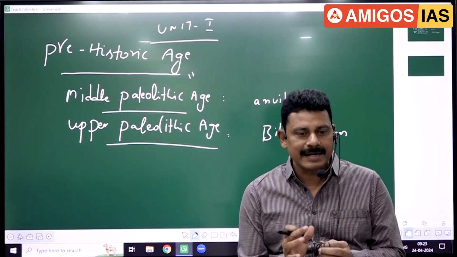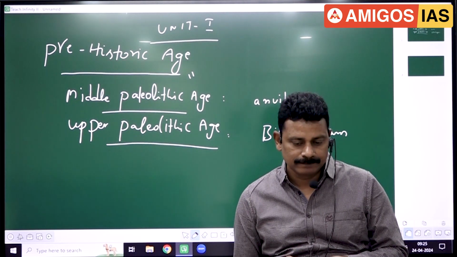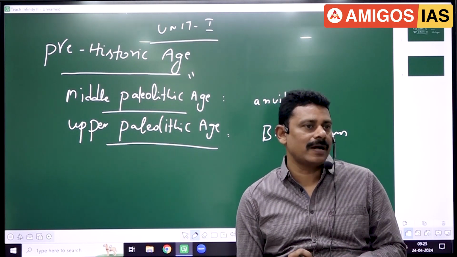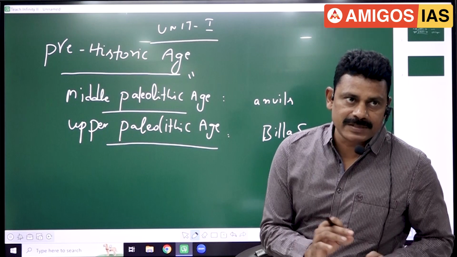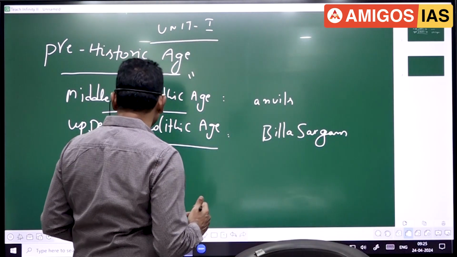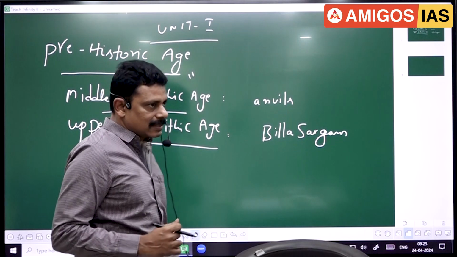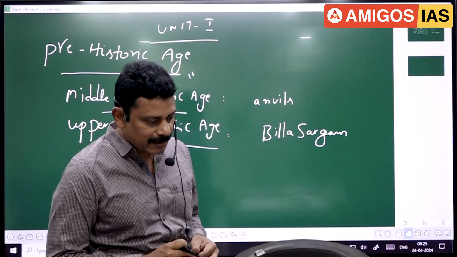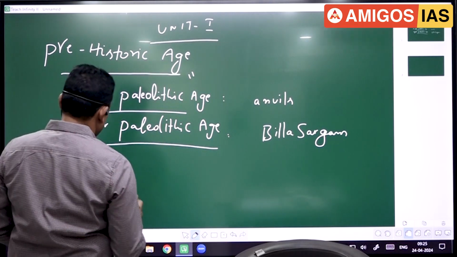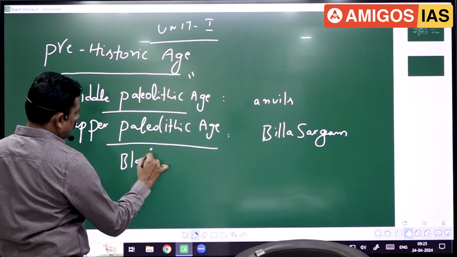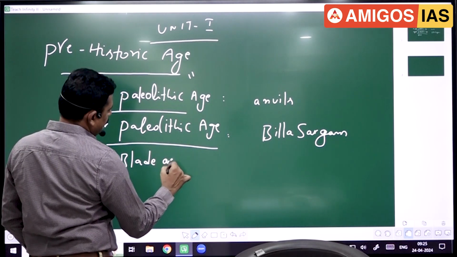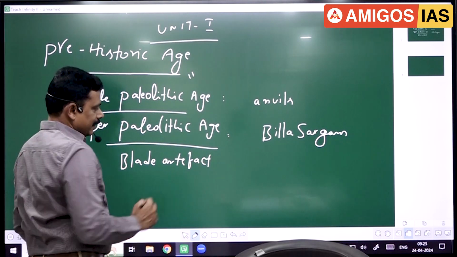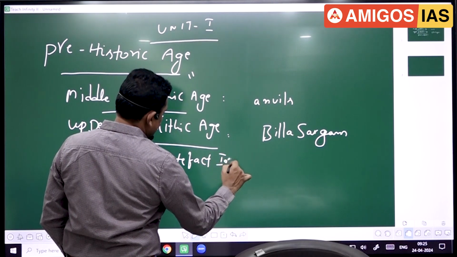Okay. So we have certain developments in this Upper Paleolithic period. Some specialized tools began to be manufactured by the humans here, and they can be classified into various types. As far as the Upper Paleolithic period is concerned, you can specify some of the tools or implements produced by the humans here. Blade artifact industry. Just put a small subheading. Blade artifact industry.